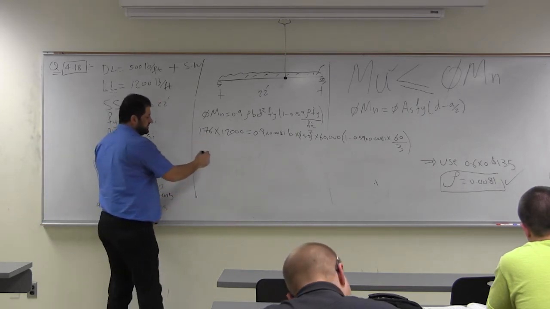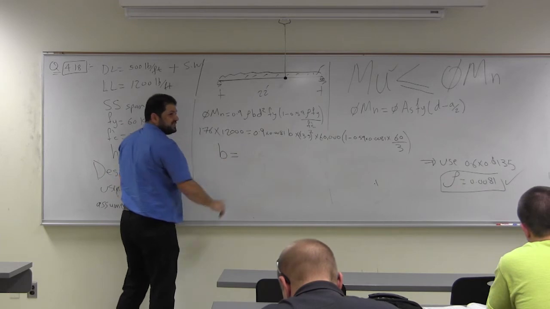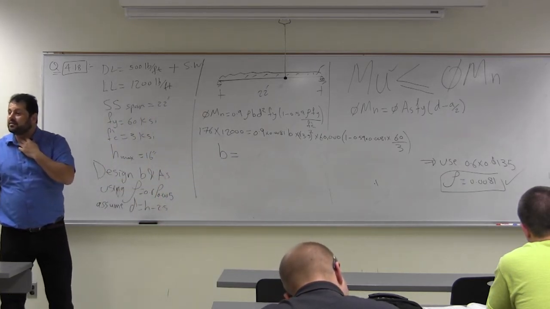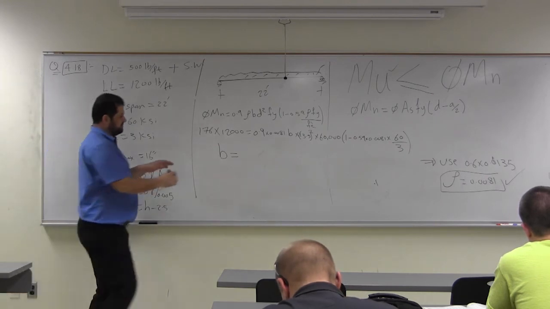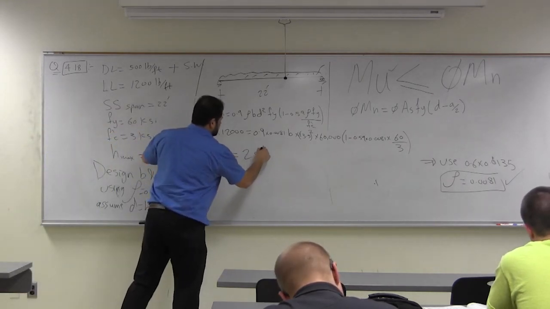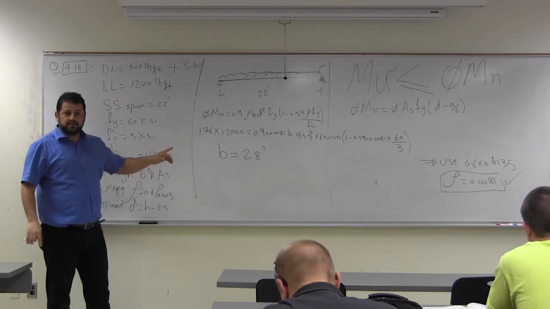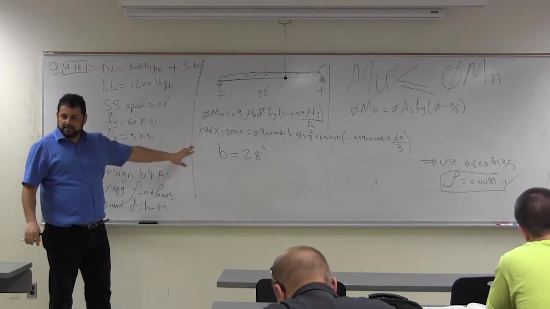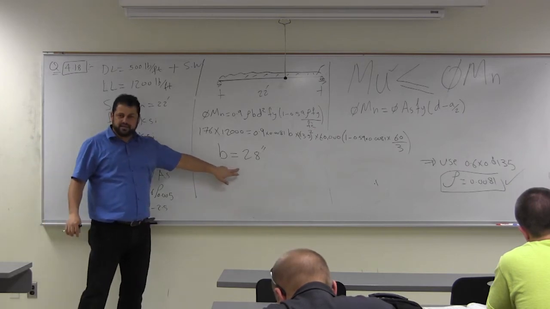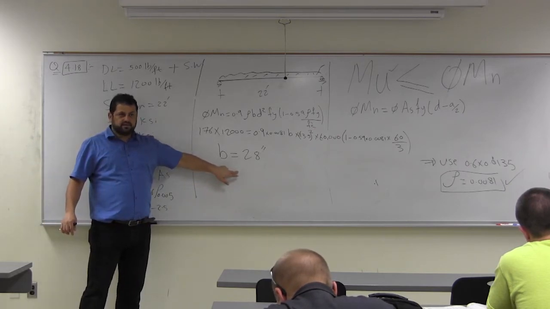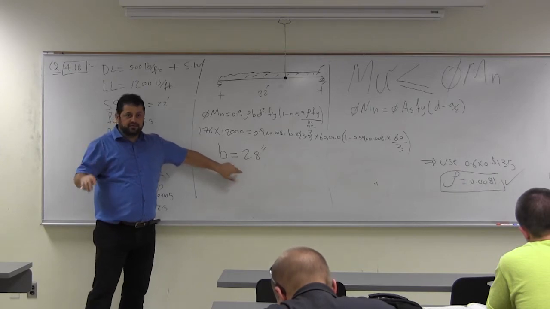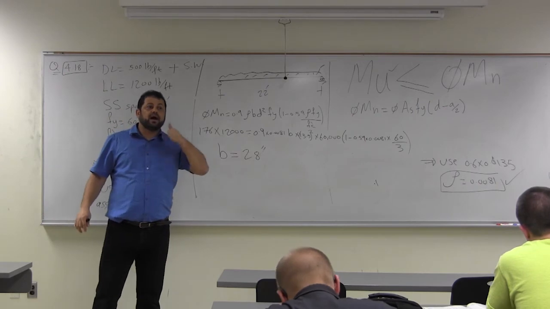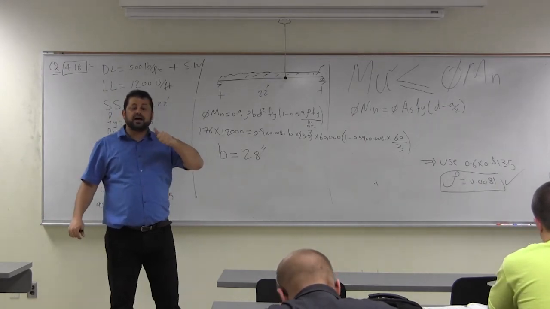Based on that, what did you get? Let's see numbers. I need numbers. 28 inches. You get that number? At least 28 inches. I need B at least 28 inches. If I use 28 inches, remember what's going to happen to the self weight? It will be high.